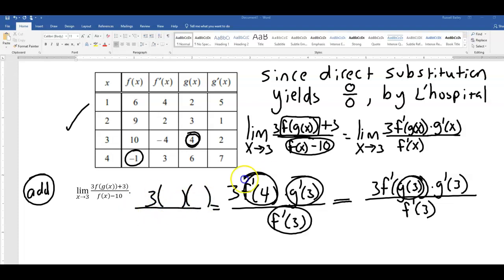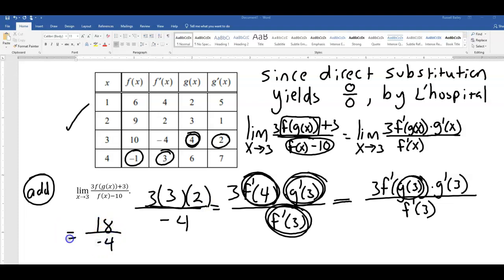All right, f prime of 4 is 3. g prime of 3 is 2. And then finally, f prime of 3 is negative 4. And so I've got 3 times 3 times 2, which is 18 over negative 4, which reduces to negative 9/2. Okay, that's it for that one.